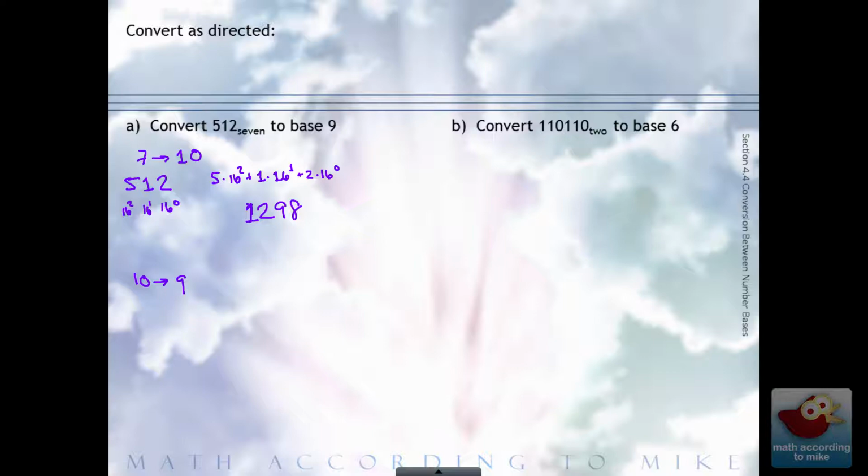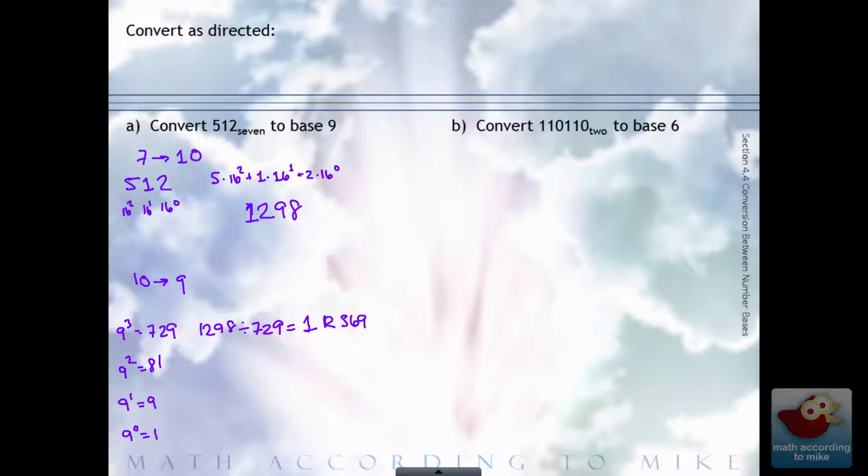When you're going from base 10, you need powers of the new base. 9 to the 0 is 1. 9 to the 1 is 9. 9 squared is 81. 9 cubed is 729. And we'd stop there. So we'll do 1298 divided by 729. This will occur one time with a remainder of 569.